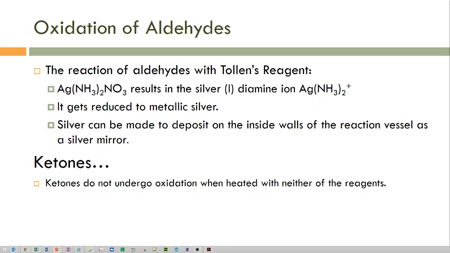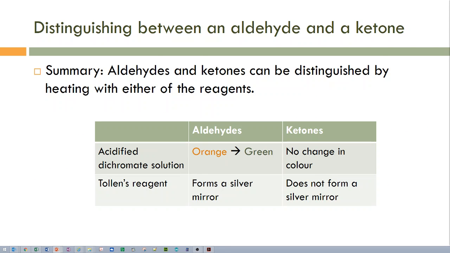What about ketones? Well, ketones do not undergo further oxidation, so you can distinguish the presence of aldehyde and ketone by using this oxidation agent. So in summary, aldehydes and ketones can be distinguished by heating with either of these reagents. If you had an aldehyde and tried oxidizing it, you should see a color change, orange to green. If it was a ketone, there should be no change in color, so orange would stay orange. If you use Tollens reagent and it was successful with an aldehyde, you should get a silver mirror inside the vessel. If it was a ketone, it does not form any silver mirror.